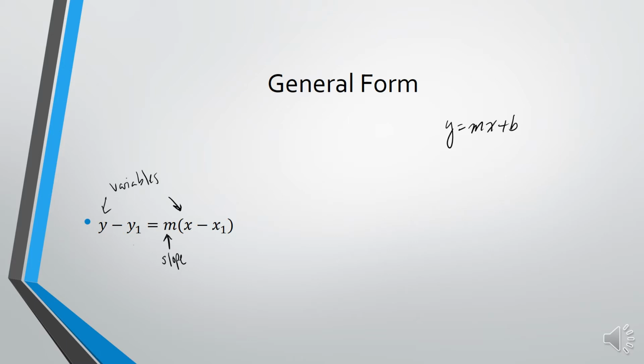The only difference is this y1 and this x1. And those are going to come from a point that you know is on the line. So if you know that the point 1, 2 is on the line, let's say, then x1 would be 1, y1 would be 2. But that's coming from some point that you know is on the line. And that's why it's called the point-slope form, because it's a point that you know and a slope.